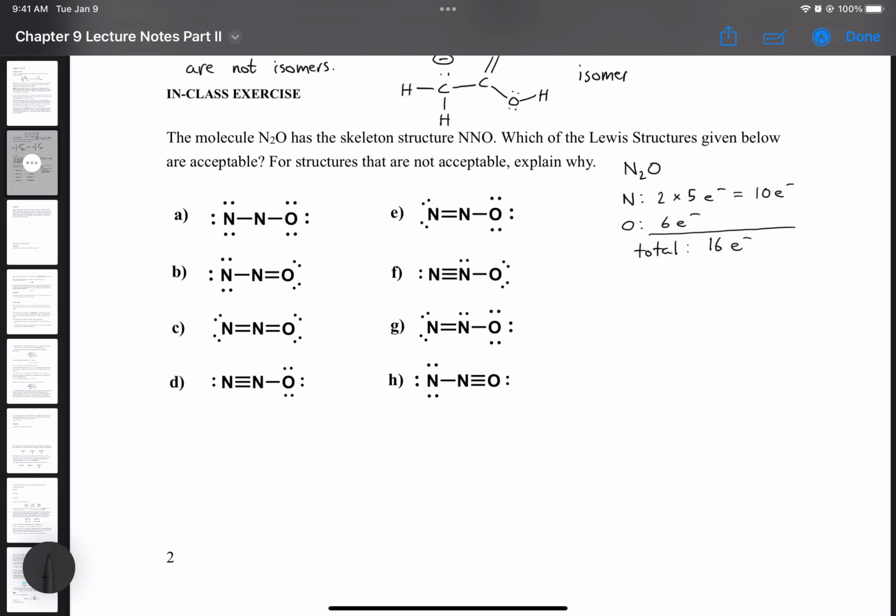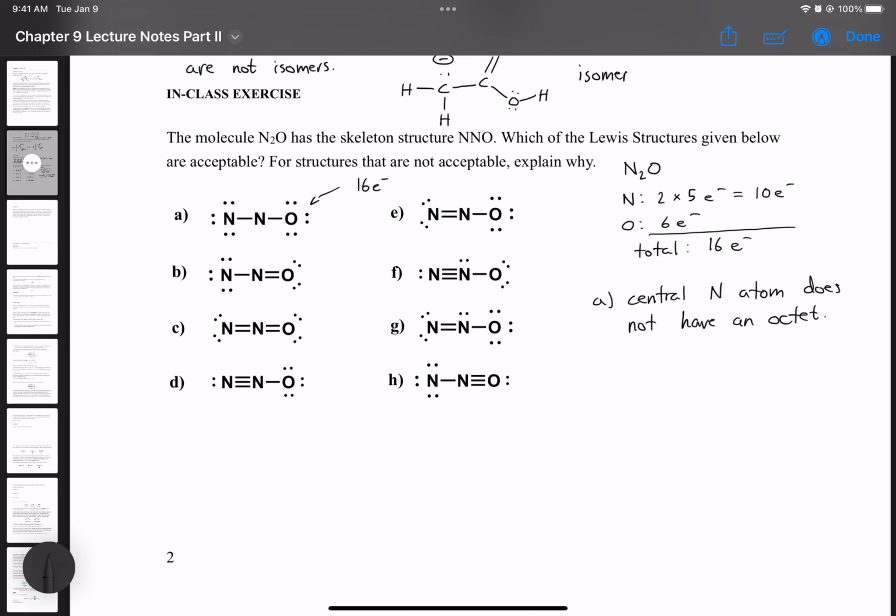So let's look at A here. In A, we have 2, 4, 6, 8, 10, 12, 14, 16. So this is 16 electrons, right? So that's okay. But the problem here for letter A is that the central nitrogen atom does not have an octet. So it's not particularly stable, so not very acceptable here.